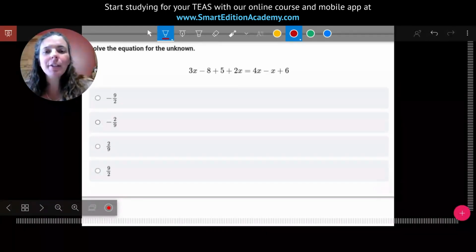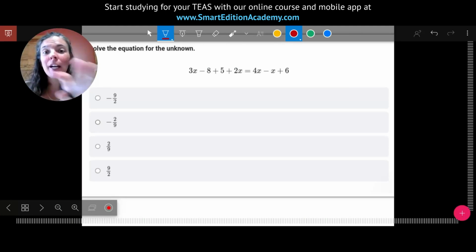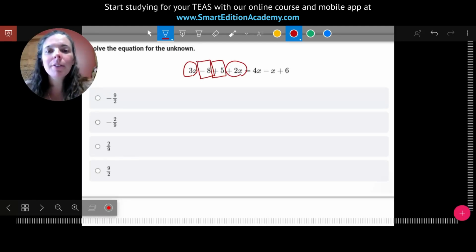All right, let's try to combine some like terms. So I see lots going on the left side of the equation and on the right side of the equation. If I can combine like terms, I can make it seem a lot more simple. So I notice I have a 3x plus 2x on the left side. I have a minus 8 and a plus 5. So let's combine those terms. 3x plus 2x is 5x. Minus 8 plus 5 is minus 3.